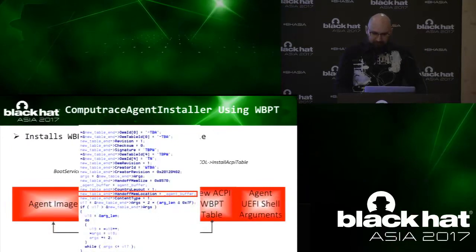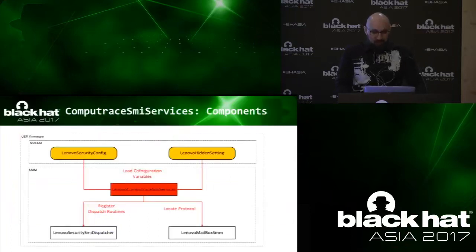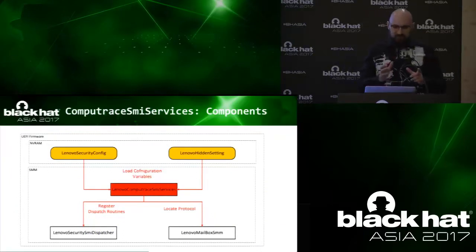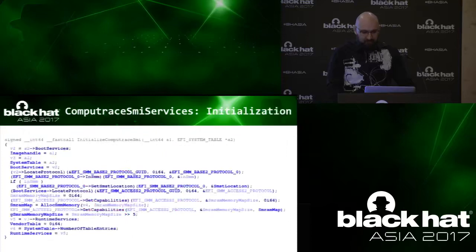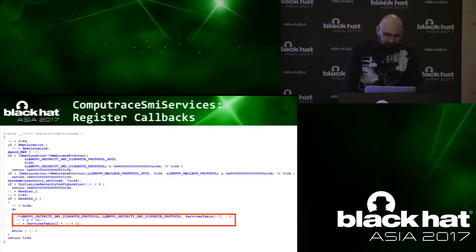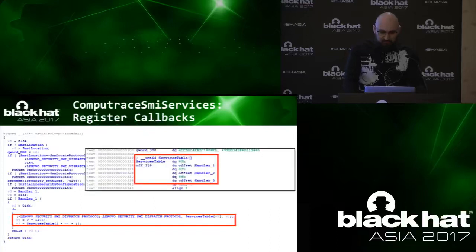So probably I will go a little bit faster because I have a lot of cool stuff for today. Computrace has some configuration related to the Lenovo Security Config DXE driver, and it's also delivered through UEFI variables in NVRAM. And here is a function which is reconstructed and used for delivering and reading authenticated variables. Here you can see some specific callback functions which are not SMI handlers but are used for being called by a specific protocol inside the DXEs.